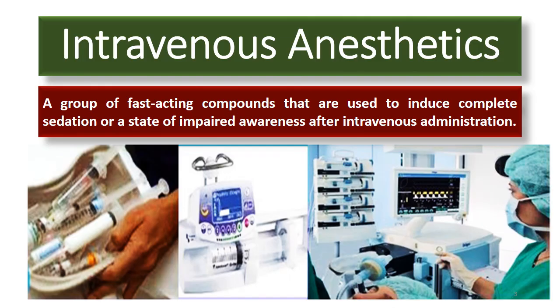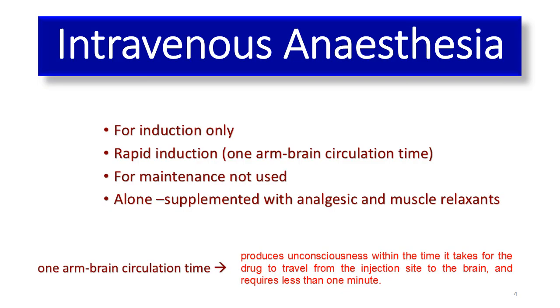Now coming to today's topic, intravenous anesthetics. It is a group of fast-acting compounds that are used to induce complete sedation or a state of impaired awareness after intravenous administration. We should remember, intravenous anesthetic agents are used only for induction. There should be one arm-brain circulation time. It means an intravenous anesthetic agent should reach the brain within a minute of injection.